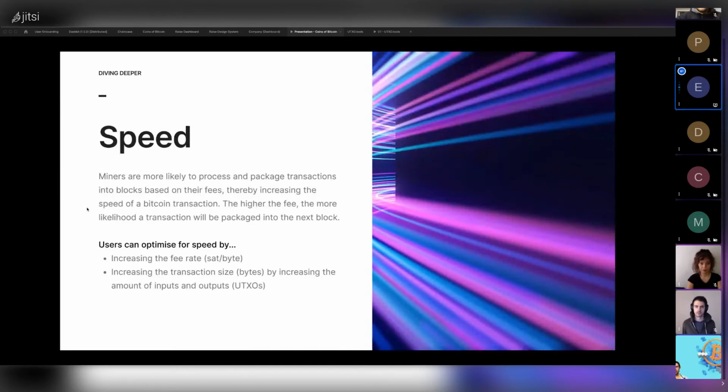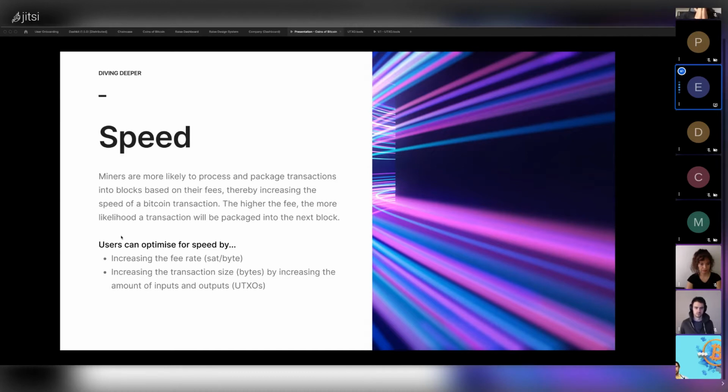So yeah, for speed, obviously the miners want to prioritize transactions which have higher fee rates, because that's going to benefit them. So obviously, if we attach higher fee rates to Bitcoin transactions, we have a higher likelihood that they'll be packaged into the next block, or at least the next few blocks.